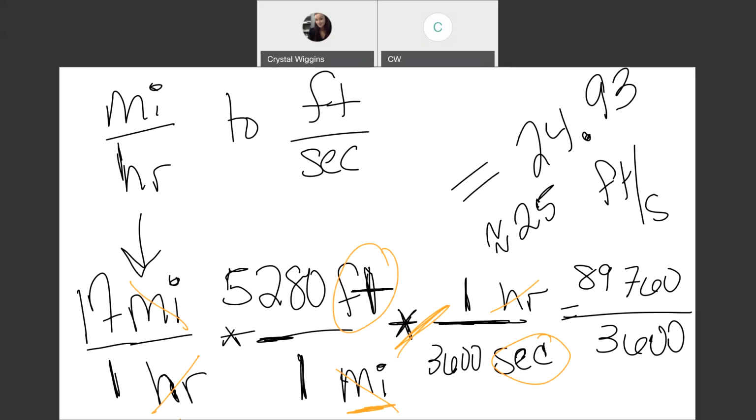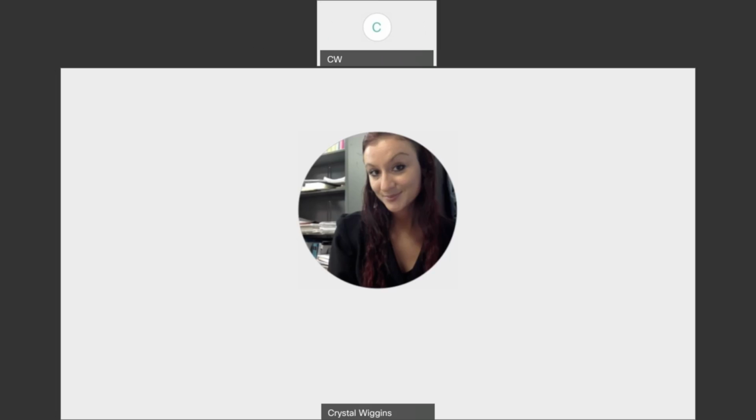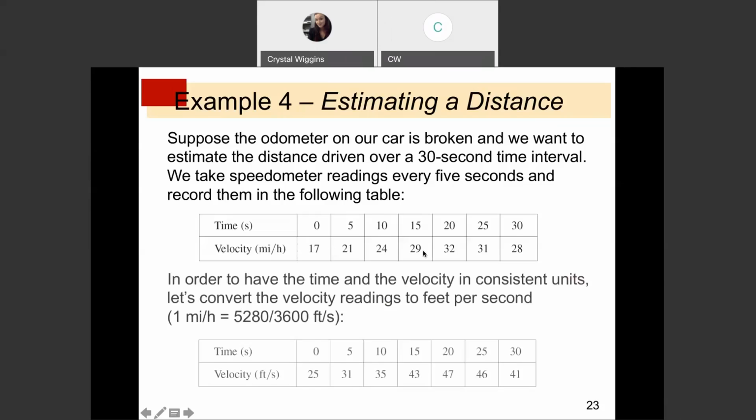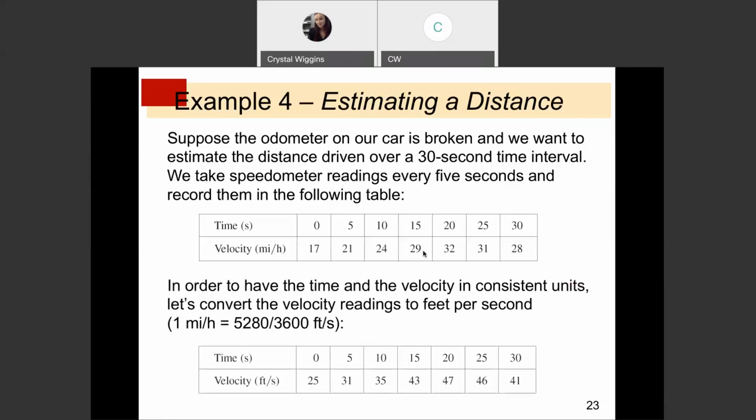You would have to run this dimensional analysis for each one of the values in the table. So here we're looking at 17, 21, 24, 29, and we would have to calculate each one of these by doing a conversion. Using dimensional analysis is the easiest way. There are other ways to do it, but I typically find that dimensional analysis is the best. You can always Google dimensional analysis and find a video on it if you need a little extra reminding. So all of these values were changed based on what I just showed you.